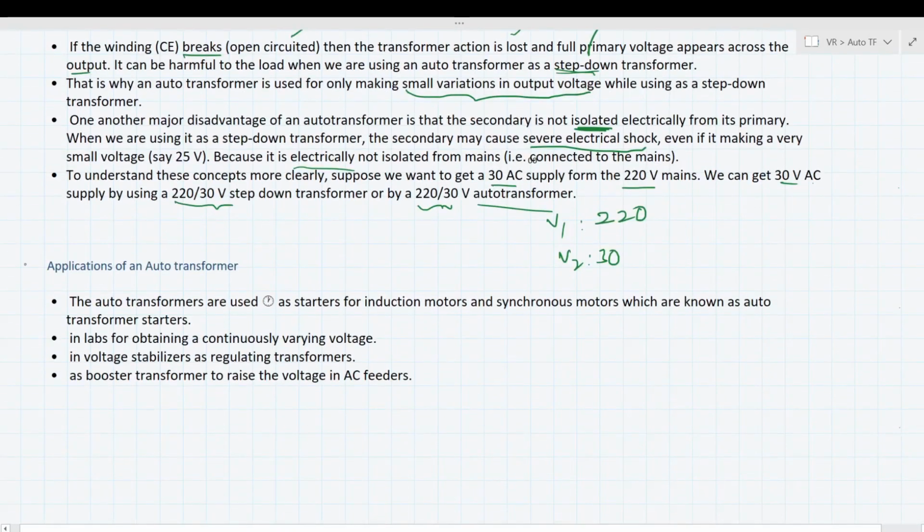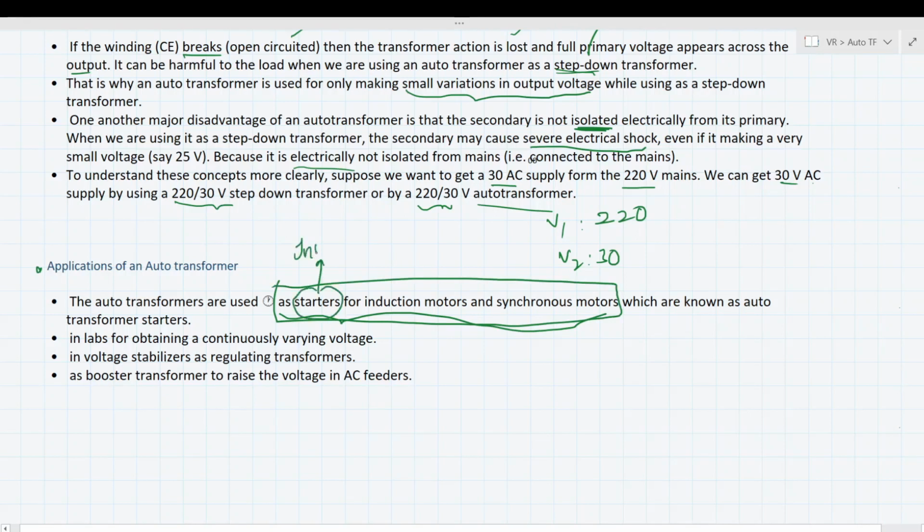Now let us see the applications of an auto transformer. Auto transformers are used as starters for induction motors and synchronous motors. This is a very popular application. Starters are used to reduce the inrush current, that is, the starting currents into a machine. To limit the starting currents, we use starters. The auto transformer is used as a starter for induction motors, which we will discuss later, and synchronous motors, and these are also known as auto transformer starters.